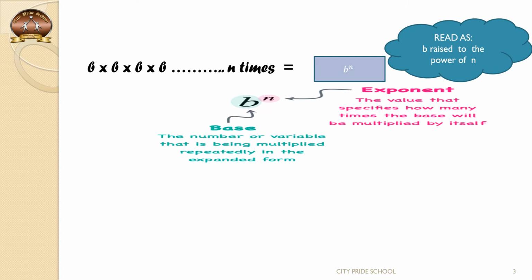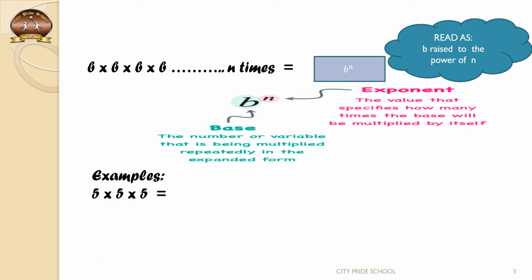So here n is known as the exponent and it is defined as that value which specifies how many times the base will be multiplied by itself. And base is that number that has been multiplied repeatedly in the expanded form.